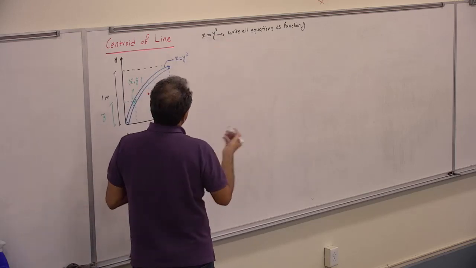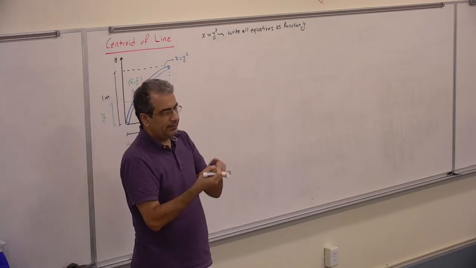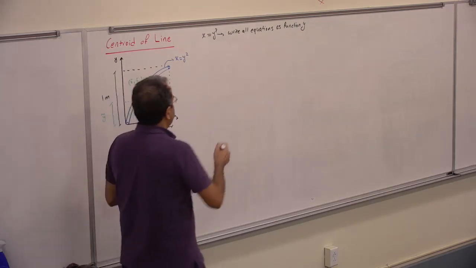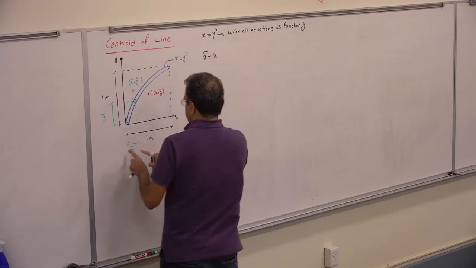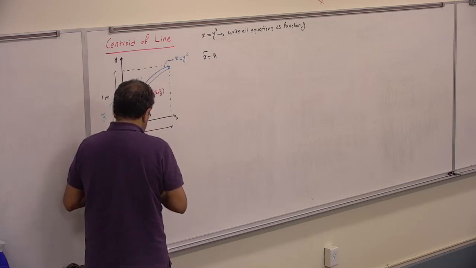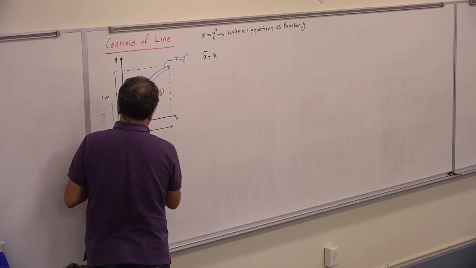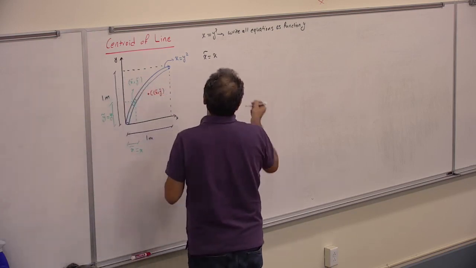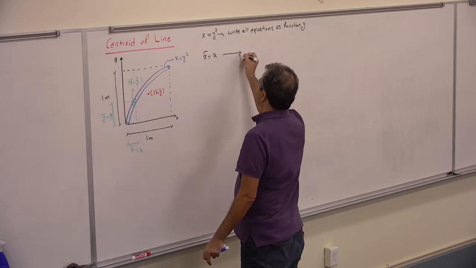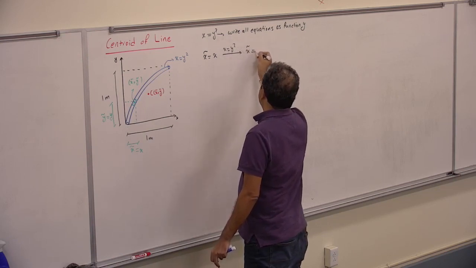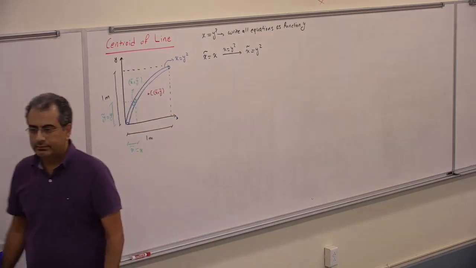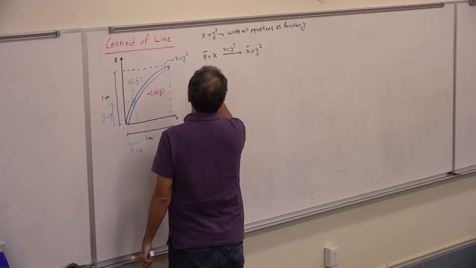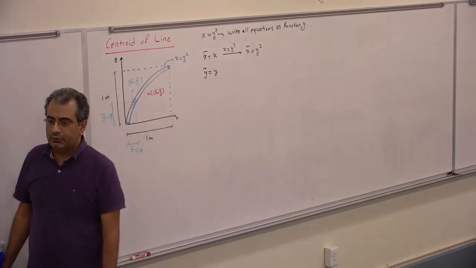So I need the x tilde, I need the y tilde, and I need the dl. These are the three formulas I need to put in that equation. So x tilde is x. I want it to be a function of y. So we go ahead and say x is y squared. So x tilde is y squared. The same for the y tilde. The y tilde is y, already a function of y, so I don't need to do anything.